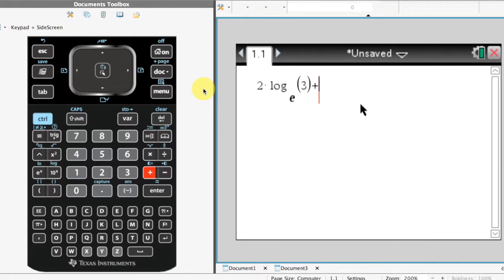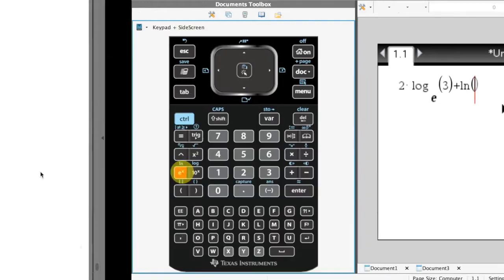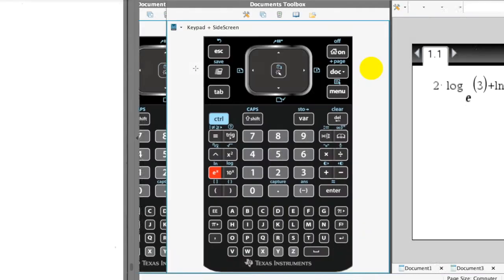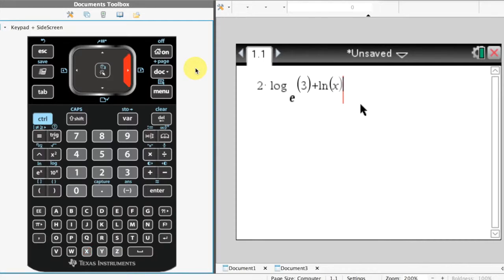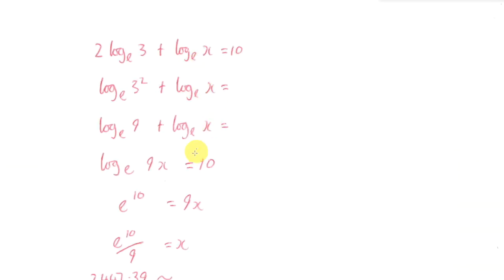plus. Now, another way of doing log base e, because log base e comes up in science all the time and in the natural world, is that it's often referred to as the natural logarithm. So I can just go here, control ln, which stands for the natural logarithm. Ln, so log e of x equals 10. What will that simplify to be? There. Natural log of 9x equaling 10. And that's what we've come up with here, log e of 9x equaling 10.